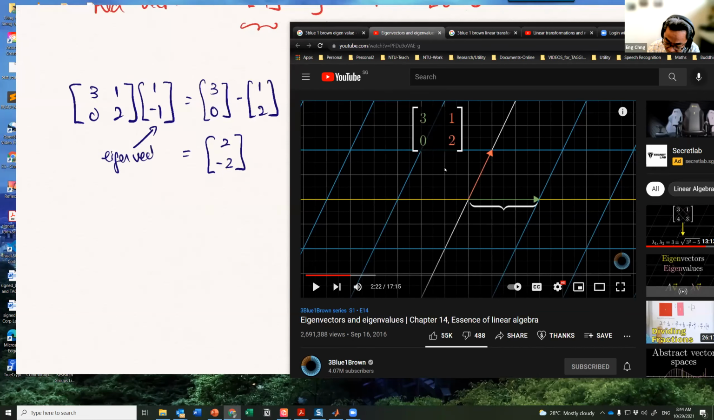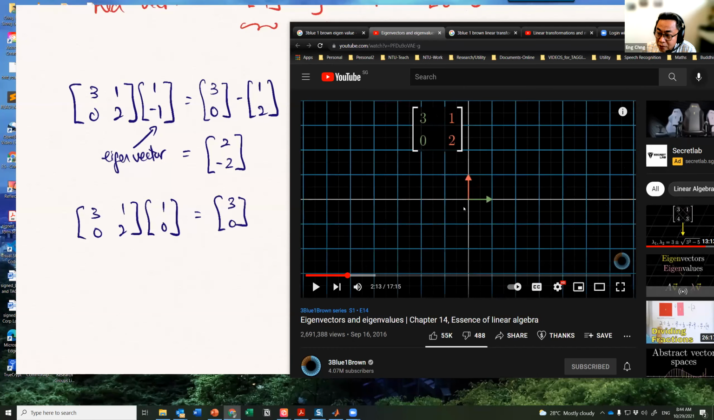The other eigenvector that he's telling you now is that any vector that lies in the direction of 1, 0, you say, hey, it just becomes 3, 0. So what did he do? He makes that 1, 0, and then he's going to stretch it, transform.